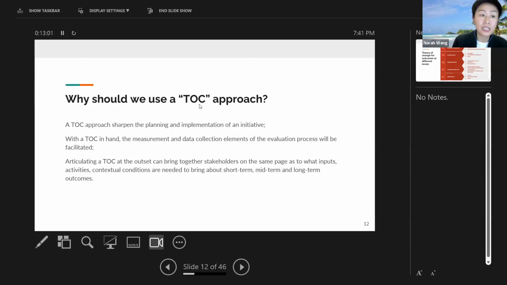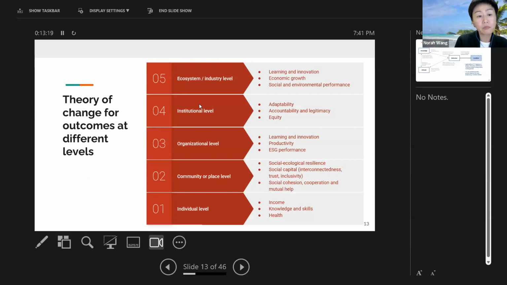But if we can articulate the theory of change better, it's easier to describe what kind of factors or program designs are leading to the outcomes, right? And then the next part I'd like to show you is the theory of change for outcomes at different levels.